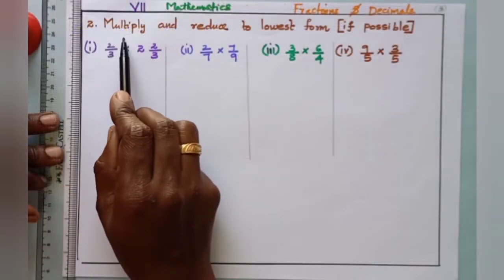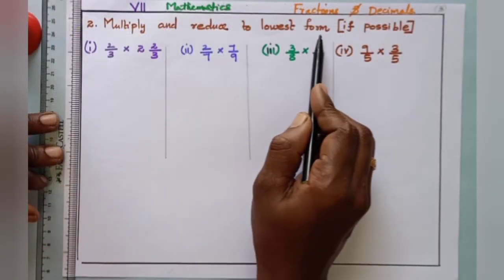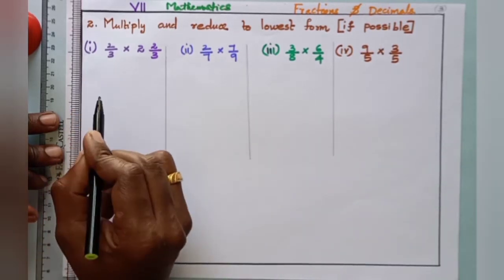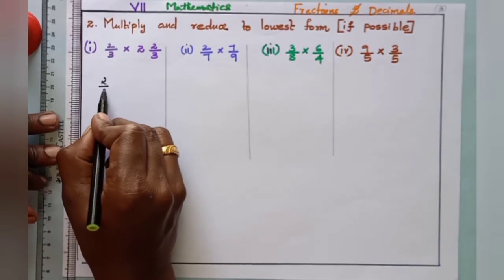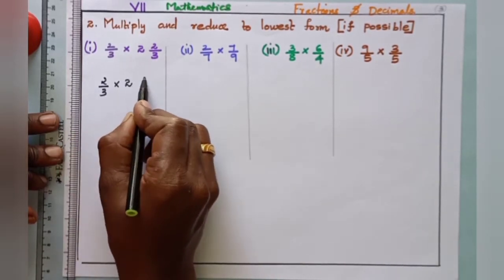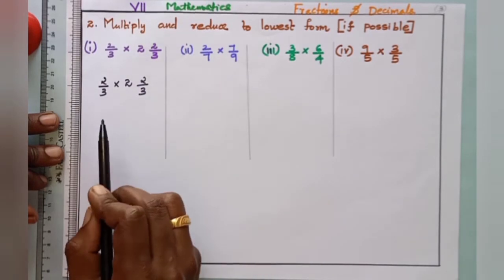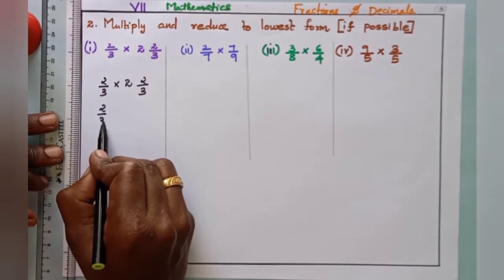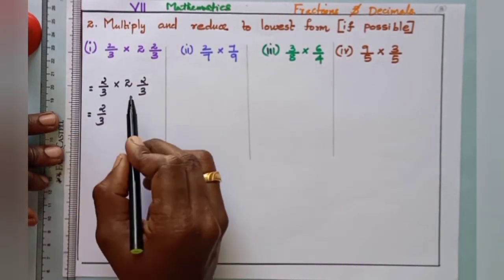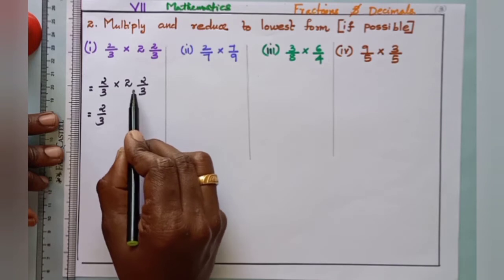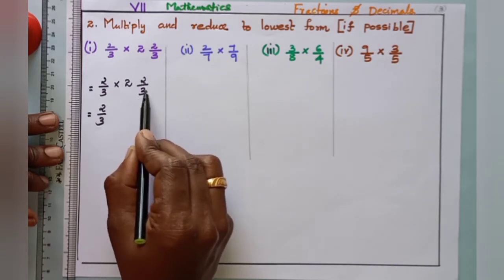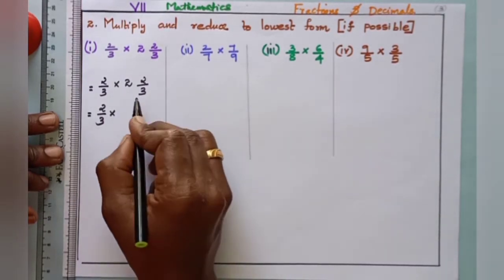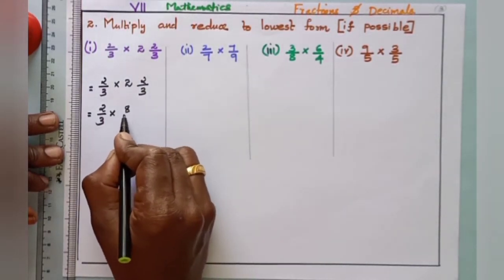Okay, the next type is multiply and reduce to lowest form if possible. First question is 2 by 3 into 2 and 2 by 3. We know that for the product of a fraction and a mixed fraction, first change the mixed fraction into an improper fraction: whole number into denominator plus numerator by the same denominator. So 2 into 3, 6 plus 2, 8 by 3.